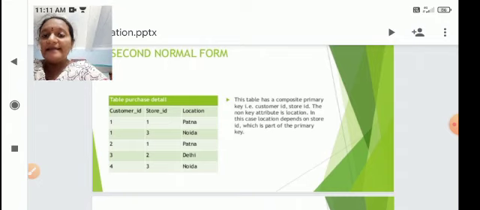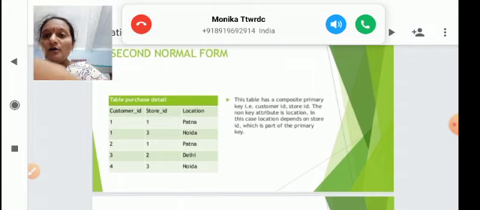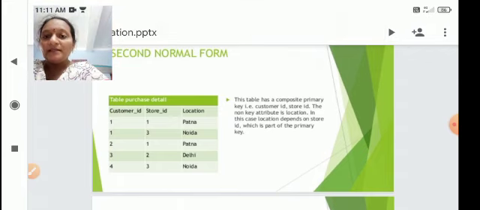The non-key attribute is location. In this case location depends on store id, which is part of the primary key. We have two columns, customer id and store id, forming the composite primary key. So in second normal form we have a functional dependency, where one non-key attribute is dependent on a key attribute. This is called functional dependency.